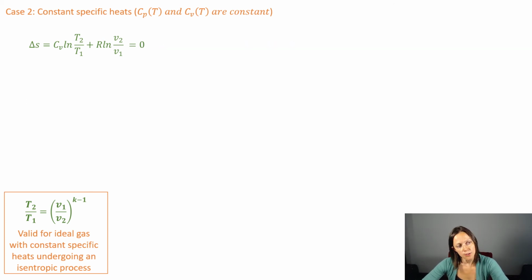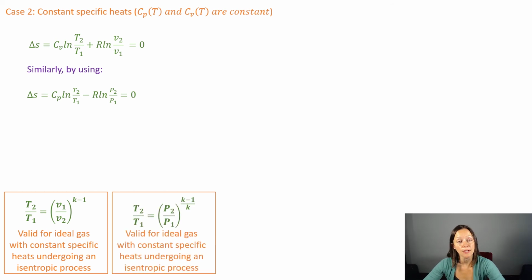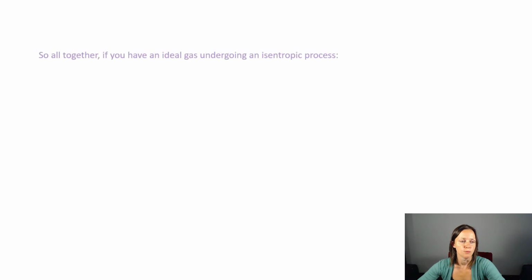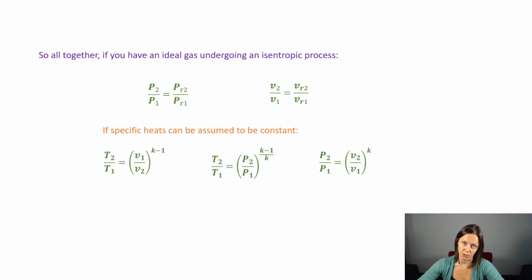Since I used that Cv equation to get this first isentropic relationship, I could use the Cp equation as well. I could do another similar manipulation and I would get things in terms of the pressure ratio. Then I could combine both of those together and get things that relate the pressure and the specific volume ratio as well. So I've got 5 equations so far. I've got 2 that I can use if I do not make the assumption that specific heats are constant, and I've got 3 if I do make the assumption that specific heats are constant.